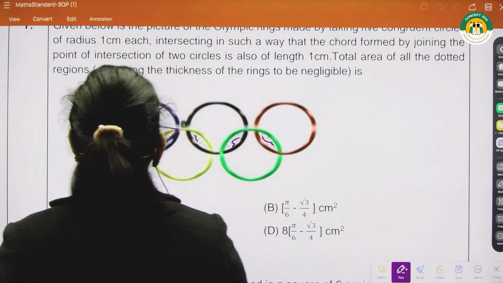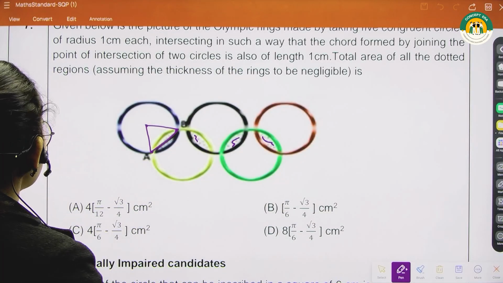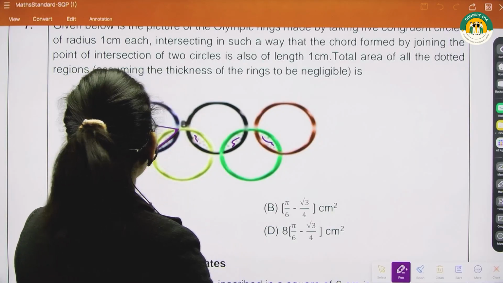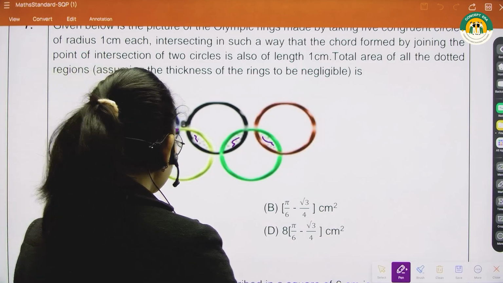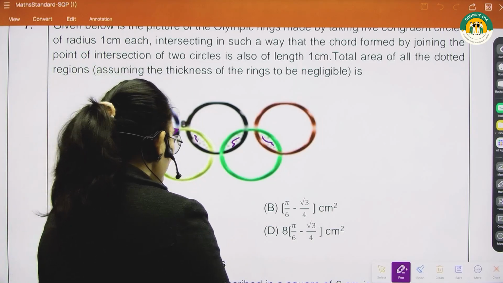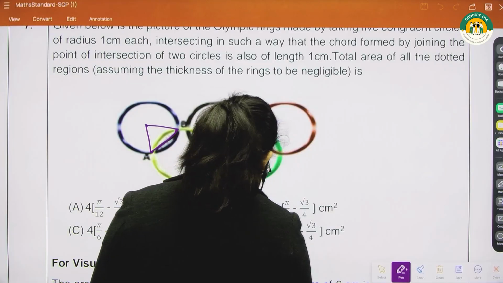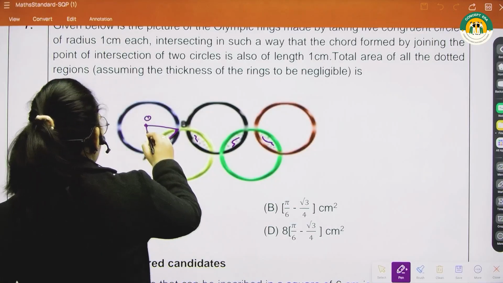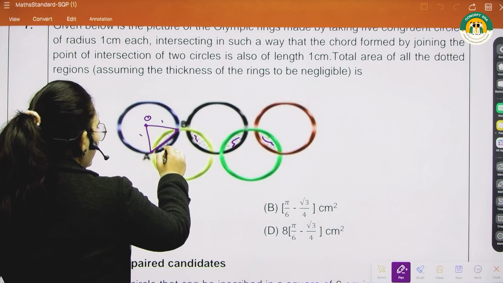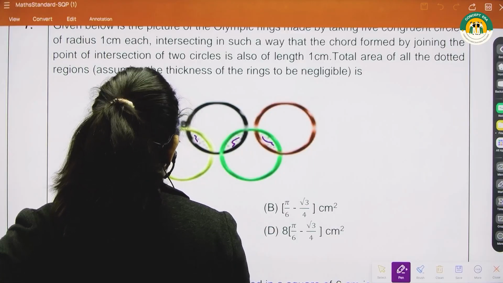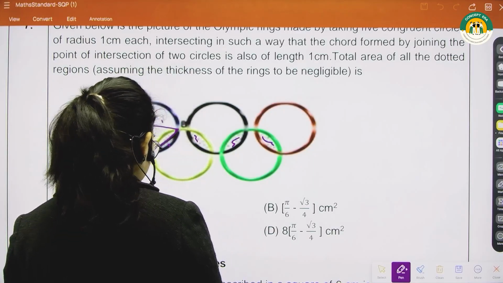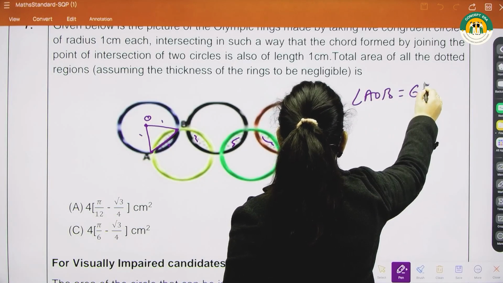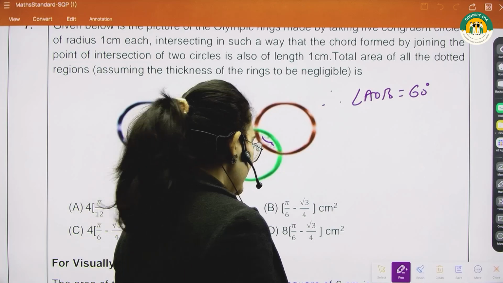Here the question is, given below is the picture of Olympic rings made by taking 5 congruent circles of radius 1 centimeter each, intersecting in such a way that the chord formed by joining the points of intersection of 2 circles is also of length 1 centimeter. So we have to find the area of the dotted figure. Let O be the center of the circle, and OA, OB and AB are all of 1 centimeter. So this is an equilateral triangle, therefore angle AOB is equal to 60 degrees. The angle of an equilateral triangle is 60 degrees.